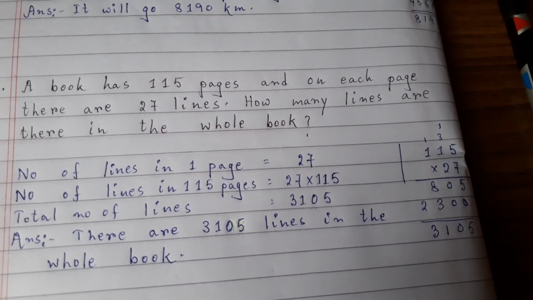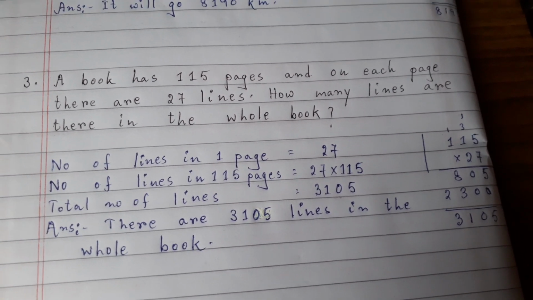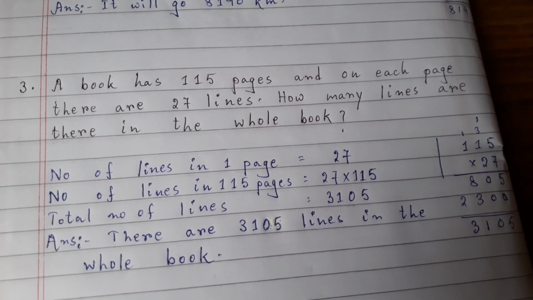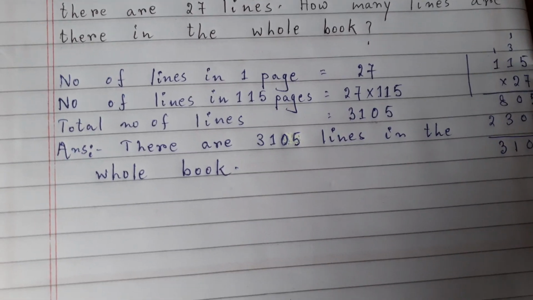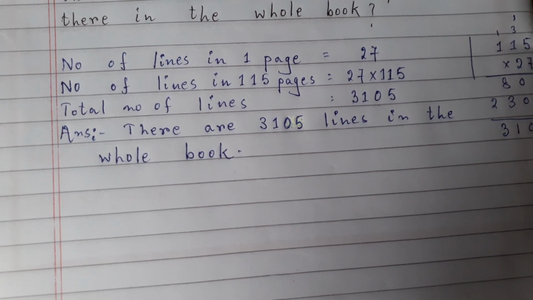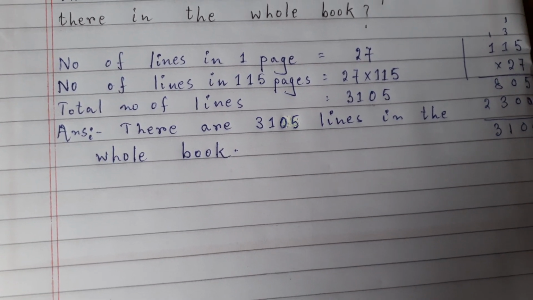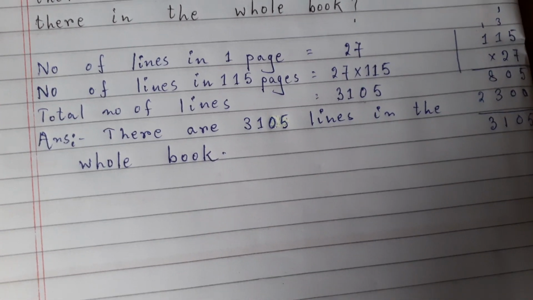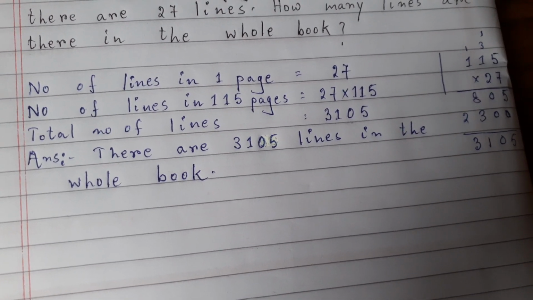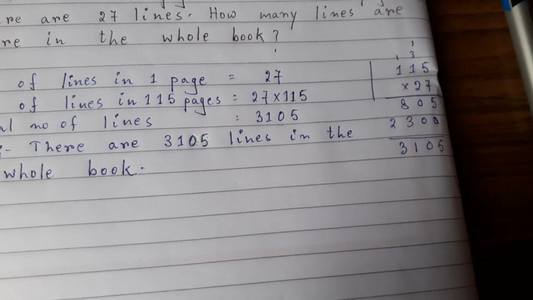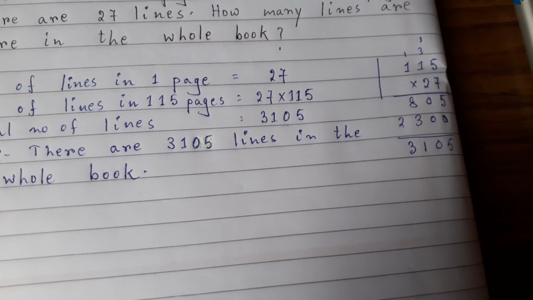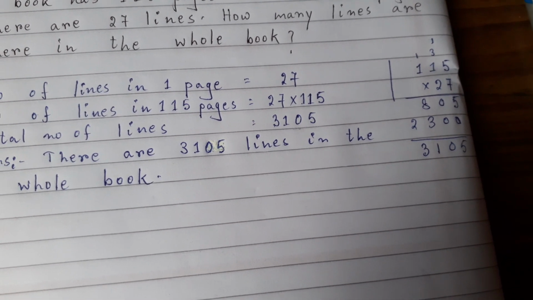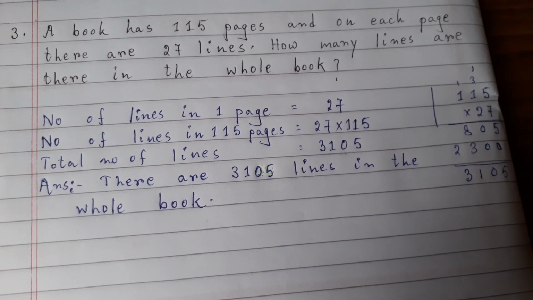And the question is, how many lines are there in the whole book? So the whole book is having how many pages? 115 pages. So you see, in the second line I have written, number of lines in 115 pages is equal to 27 multiplied by 115. And you will do the multiplication in the rough as I have done. Then write the product, that is 3105. That is the total number of lines.